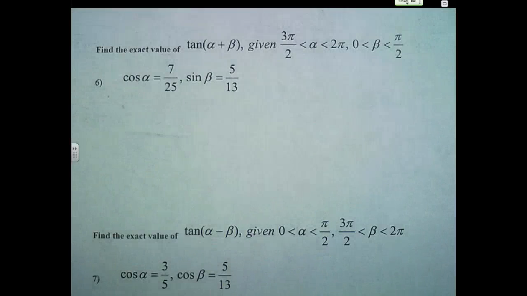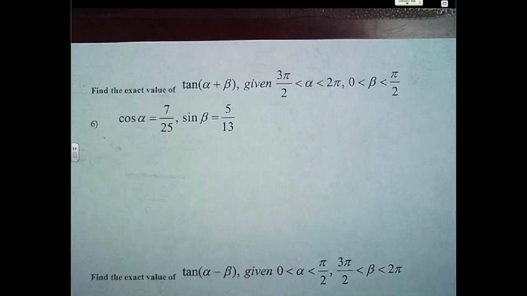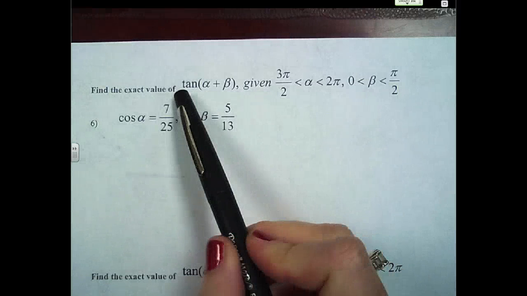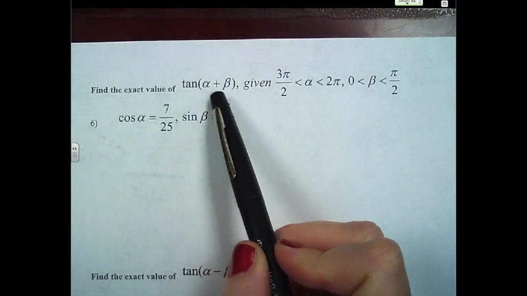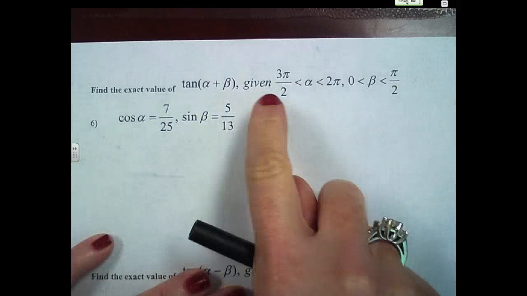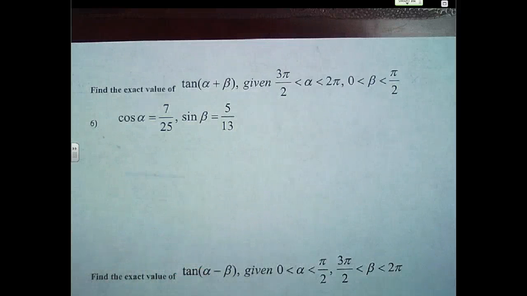Okay, so we're gonna do the back of the tangent notes from yesterday. So we're gonna do tangent of addition practice, but we're gonna start with number 6. Now, this problem's asking us to find tangent alpha plus beta, and it gives us information about alpha and beta right here. So let's draw alpha and beta.